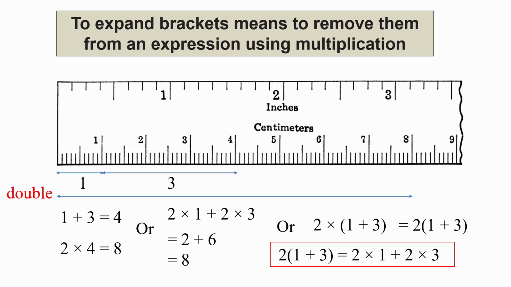And using our answer from earlier, we can say that 2 bracket 1 plus 3 is the same as 2 times 1 plus 2 times 3. So just using a few numbers, we've shown that expanding brackets, in other words removing them or getting rid of them, gives us, as you can see there, 2 times 1 plus 2 times 3. We can extend this to the general case.